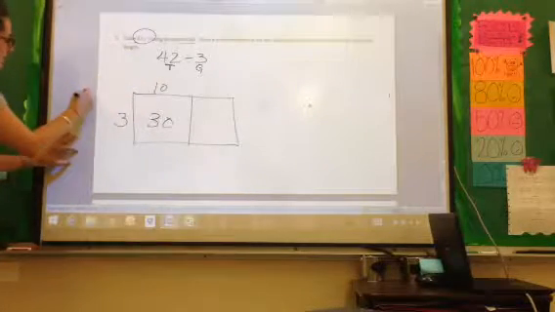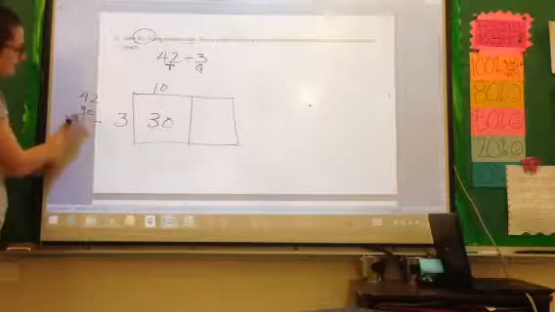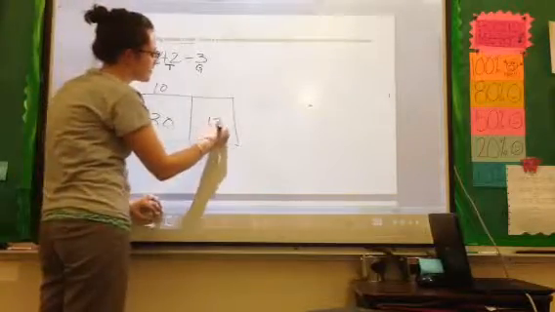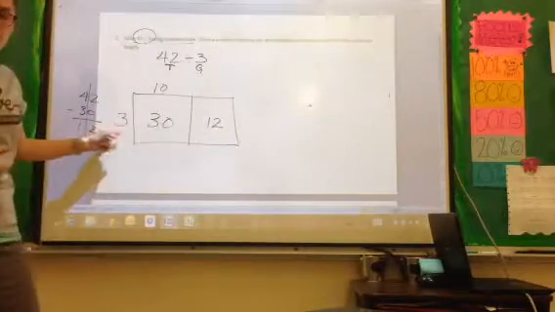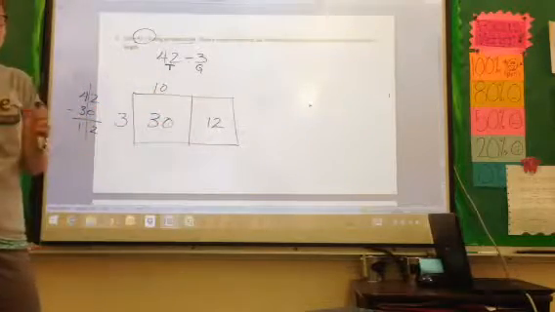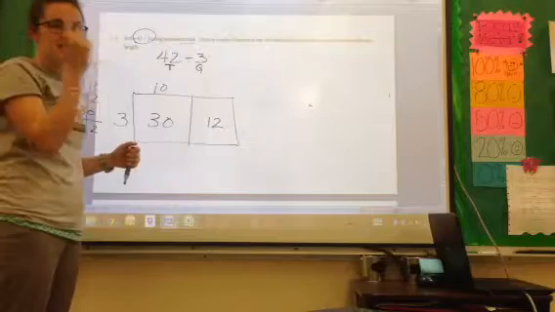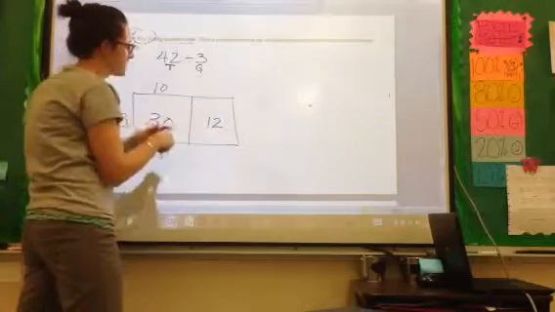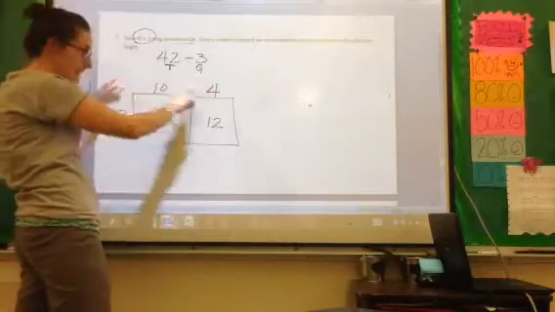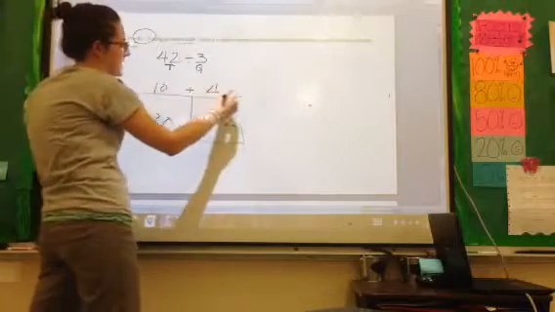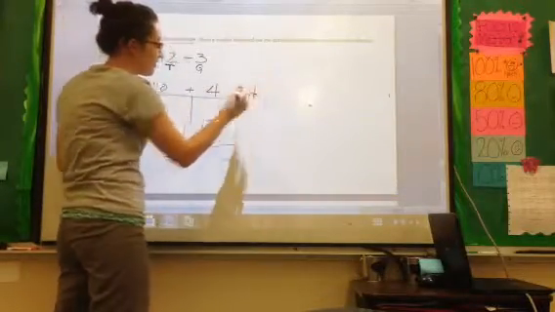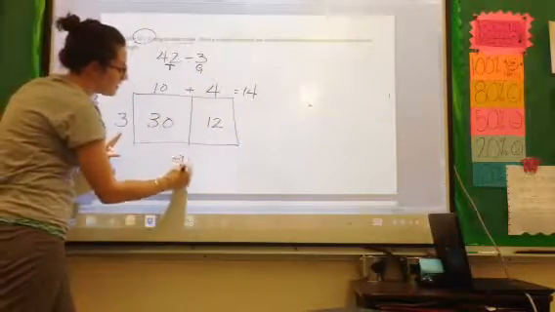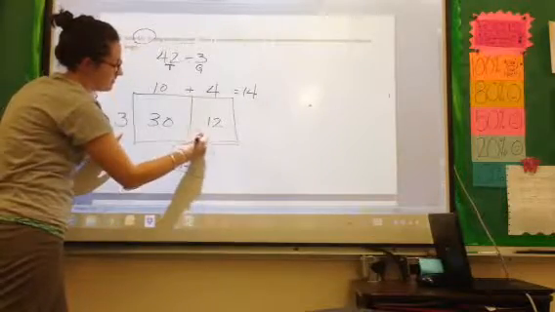Now, how much is left? So let's do 42 minus 30. 2 minus 0 is 2, and 4 minus 3 is 1. So I know that this chunk over here is 12. Now, let's see if we can get 3 times what equals 12. Let's count by 3's. So I've got 3, 6, 9, 12. So I know 3 times 4 equals 12. So I know that this length on the top, if I add these together, 10 plus 4 is 14. So I know that 3 times 14 will give me a total area of 42.